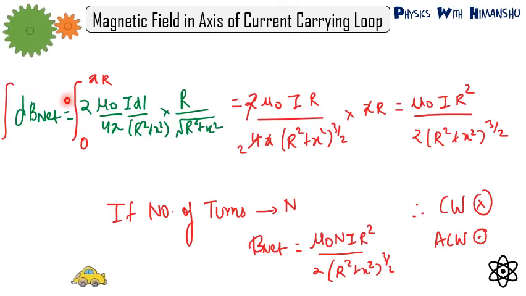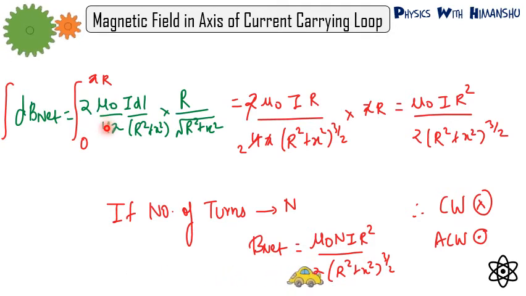So integrating both the sides, and on the right hand side, if you remember, we have taken two length elements, one in upward side, one in downward side. So when I add the magnetic field due to two length elements, this is the resultant magnetic field. So I have already taken two length elements which are opposite to each other. So if I integrate for half the circle, like 0 to pi r, then I will complete the full circle.